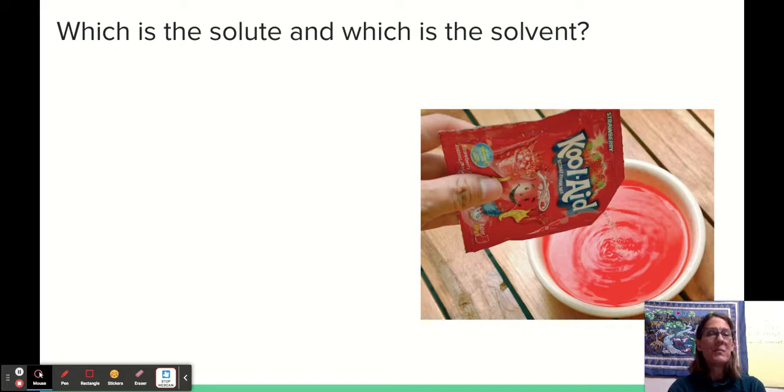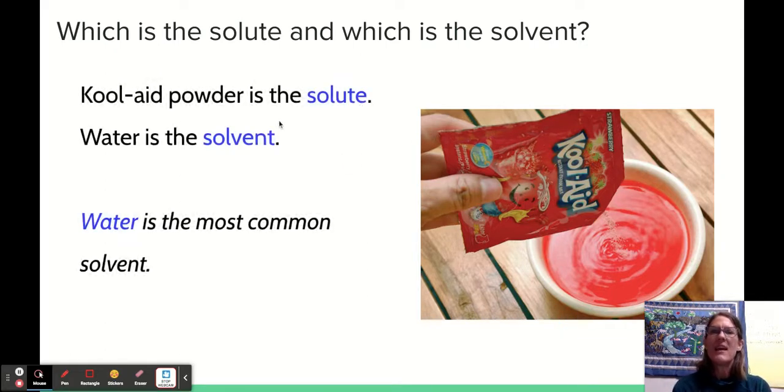A little hint would be, again, the word solute kind of sounds like salt. And salt was the solid that I shook into there. And here the Kool-Aid powder is kind of shaking into the water. So the Kool-Aid powder is the solute and the water is the solvent. And by the way, water is probably the most common solvent in the world.